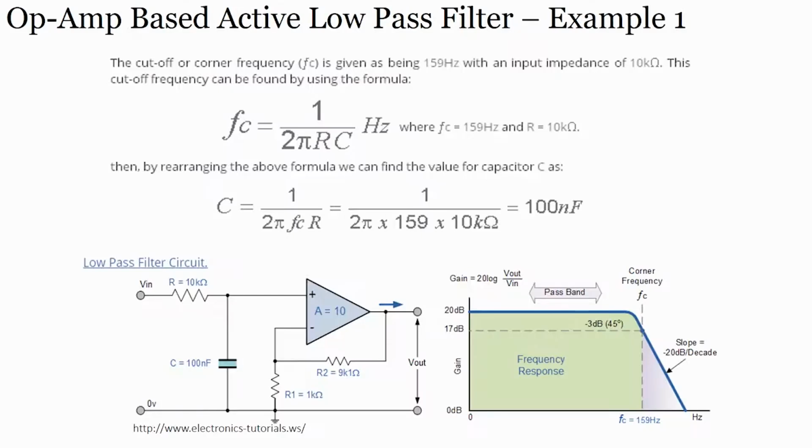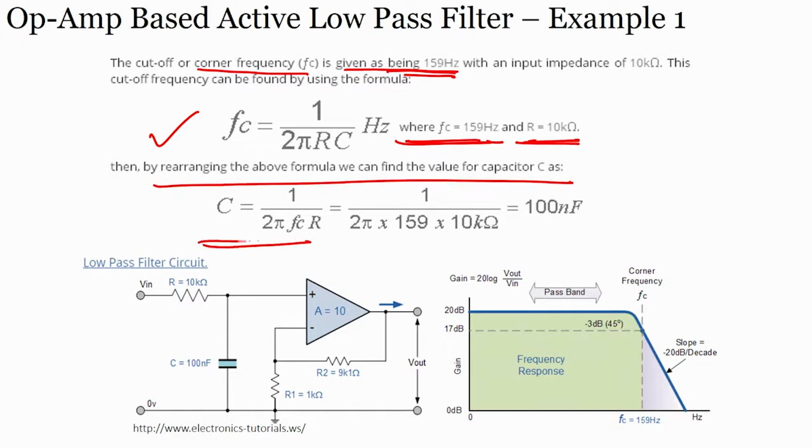Okay. Now we have the formula of the cutoff frequency. The cutoff frequency or corner frequency is already given as 159 hertz. So, Fc equals 1 upon 2 pi RC, where Fc is 159 hertz and R equals 10 kilo ohm. Again, if we rearrange this, we get C equals 1 upon 2 pi Fc R. If I put the values, 2 pi, Fc is 159, R is 10 kilo ohm, I get the value of C as 100 nanofarad.